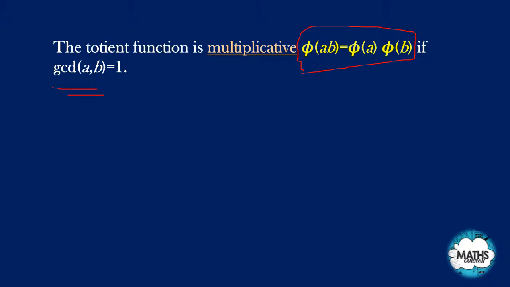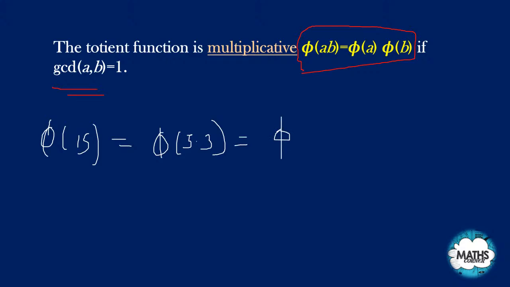Let us see that by giving an example. Let us say I want to calculate phi of 15. I can write 15 as 5 times 3, so this will be phi of 5 times 3. Now here A is 5 and B is 3, and also GCD of 5 comma 3 is 1. So I can write phi of 5 into 3 as phi of 5 into phi of 3.